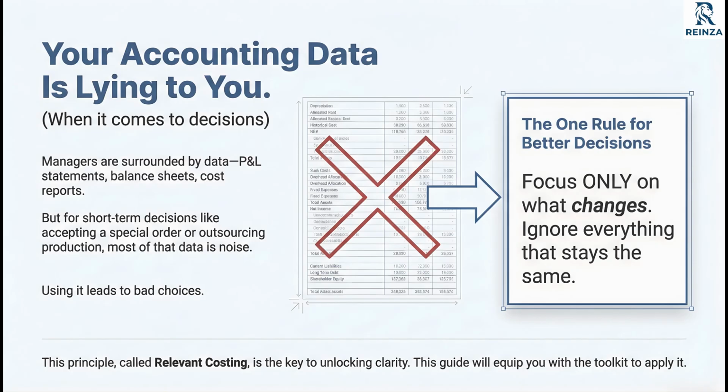When you need to make a quick decision, like whether to accept a special order or outsource production, most of that data is just noise. Using all that information actually leads to bad choices. So what is the solution? Focus only on what changes. Ignore everything that stays the same, regardless of your decision. This principle is called relevant costing, and it is the key to unlocking clarity in decision-making. By the end of this chapter, you will have a complete toolkit to apply it confidently.